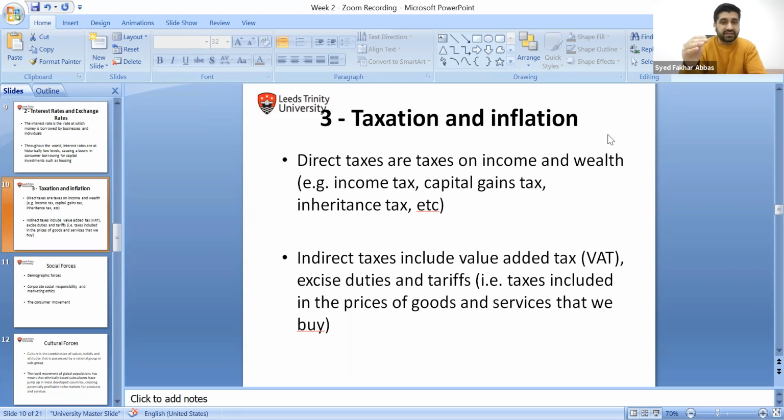If the rate of tax is high during a particular period, then the profitability of businesses will be affected. And if the inflation rate is high, it will also hinder economic growth, and it will directly impact businesses.